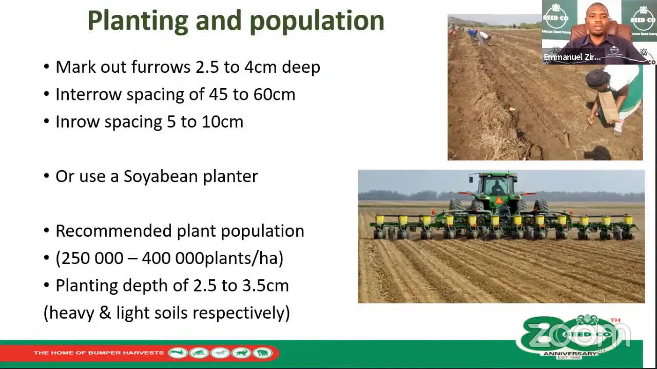So you can use a soybean planter to plant mechanically. Of course, you need to do some adjustments and some modifications probably. The recommended plant population for sugar bean or dry bean is 250,000 plants to 400,000 plants per hectare. And the planting depth is from 2.5 to 3.5 centimeters, depending on the type of soil in your region.